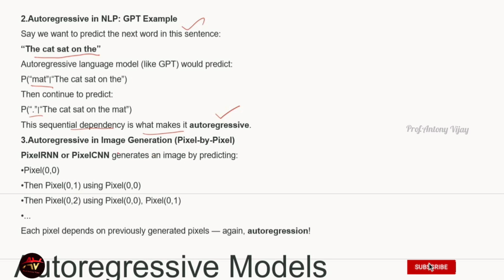And the third one is pixel by pixel. As I told already, pixel by pixel is for image generation. So usually we use PixelRNN, or you can use PixelCNN, for generating an image based on the previous pixel. So right now I am at pixel 00. If I want to go to pixel 01, that is the next position, this position depends on 00. And if I go to 02, it depends on 00 and 01. So the past one is always useful for the present one. This is what is called autoregression.